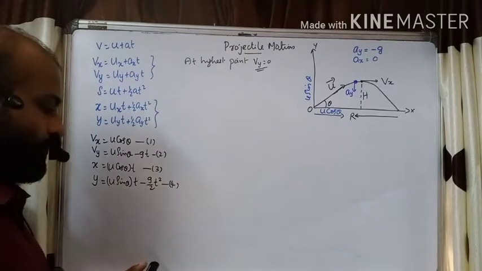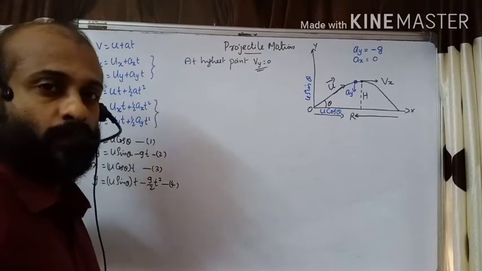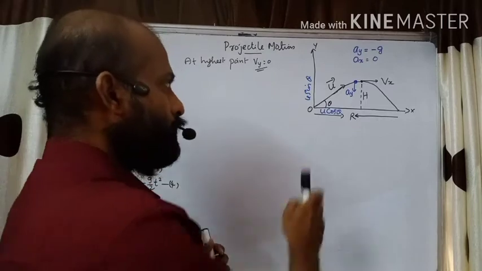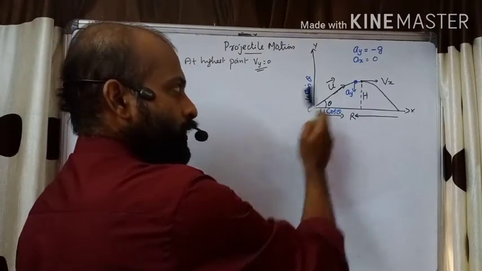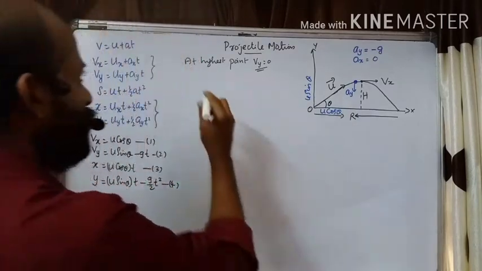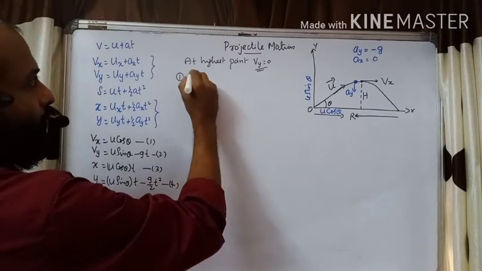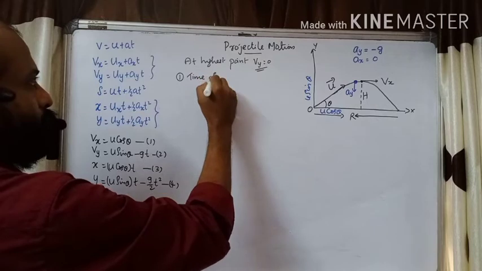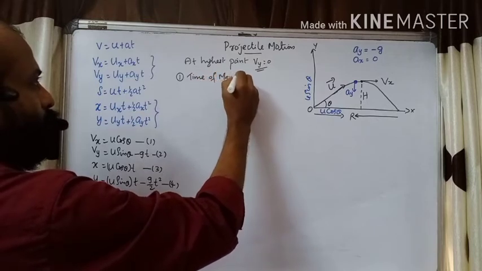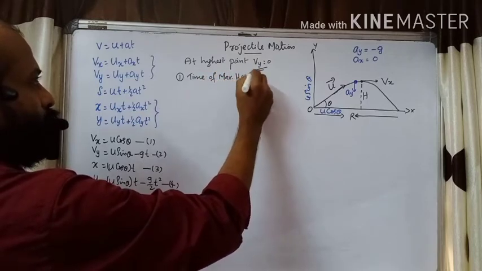First we need to see the time of maximum height. After what time does the projectile reach the highest point? That we need to find. We can give it the symbol t. The first equation we are going to derive is the time of maximum height.